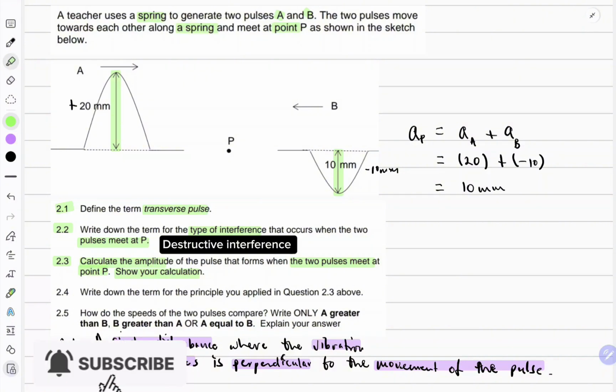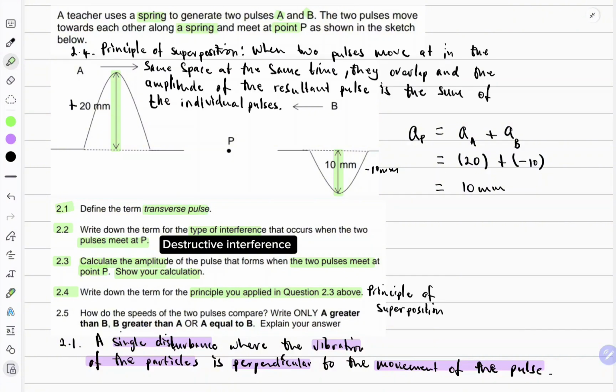millimeters. So the next question says write down the term for the principle you applied in 2.3 above. So the principle that we applied is the principle of superposition. So the principle of superposition states when two pulses move in the same space at the same time, they overlap, and the amplitude of the resultant pulse is the sum of the amplitudes of the individual pulses.